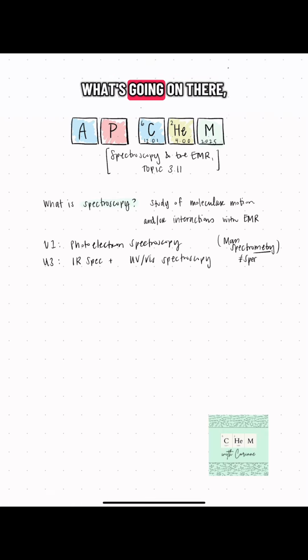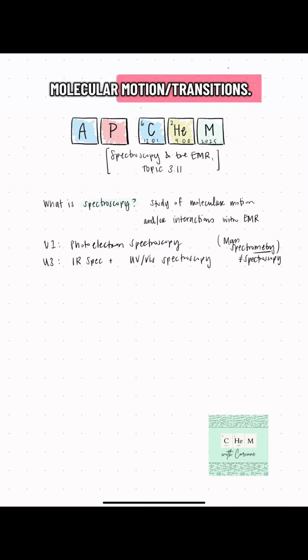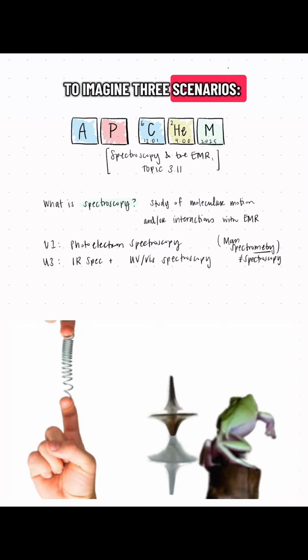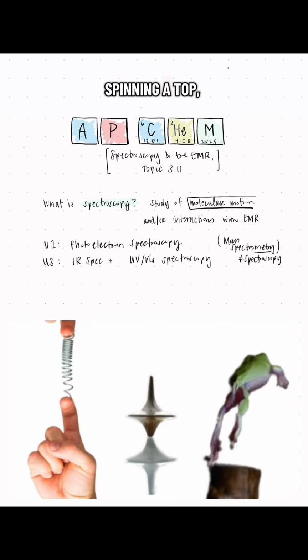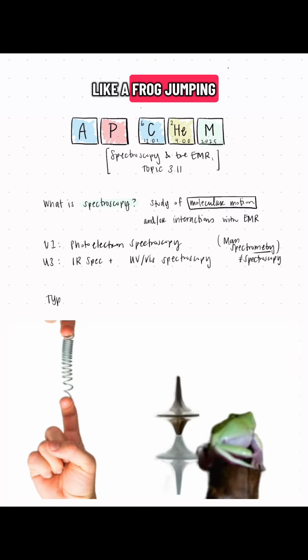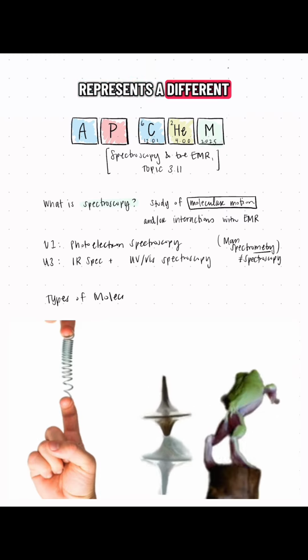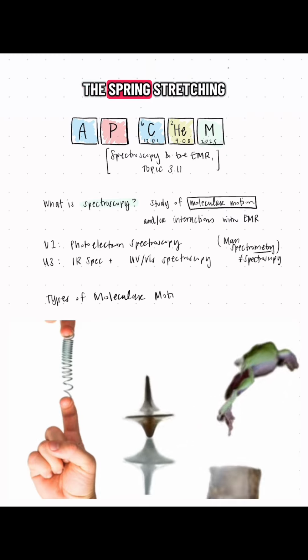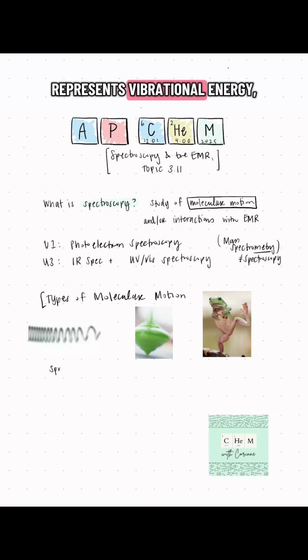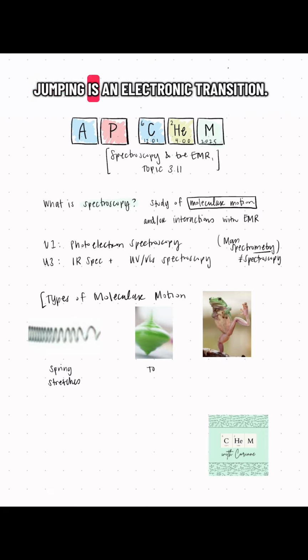Now, to understand what's going on there, we need to talk about molecular motion. So I want you to imagine three scenarios. Stretching a spring, spinning a top, watching something like a frog jumping. Each of these represents a different form of molecular motion. The spring stretching represents vibrational energy, the top spinning is rotational energy, and the frog jumping is electronic energy. So that represents the excitation of those electrons.